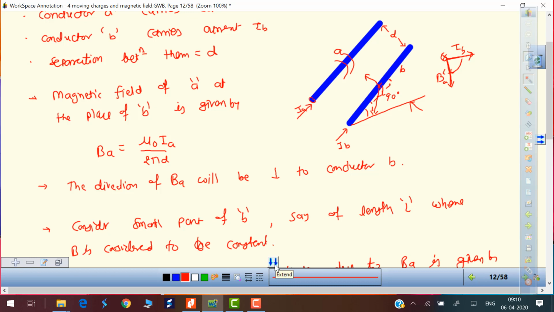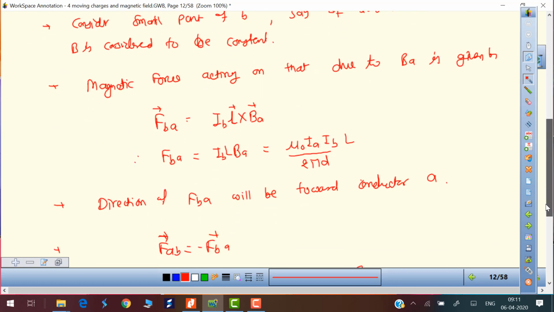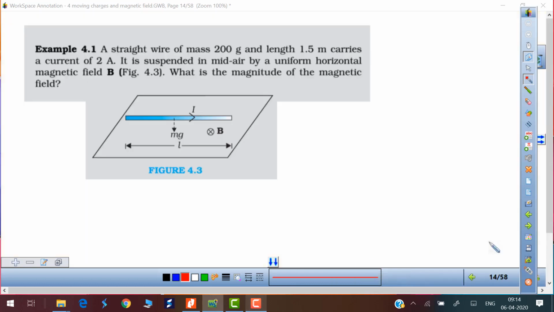In any cross section, 1 coulomb of charge passing in 1 second, that is called 1 ampere. 1 coulomb charge per second, then it is called 1 ampere. But this is the definition in SI system.